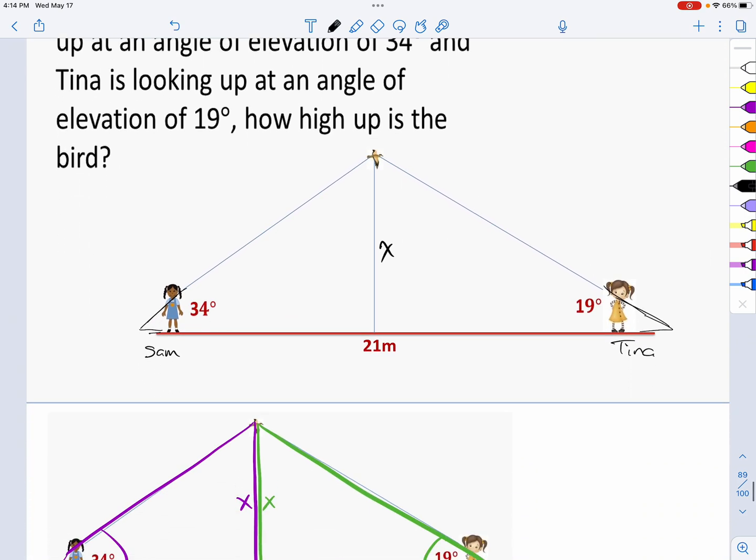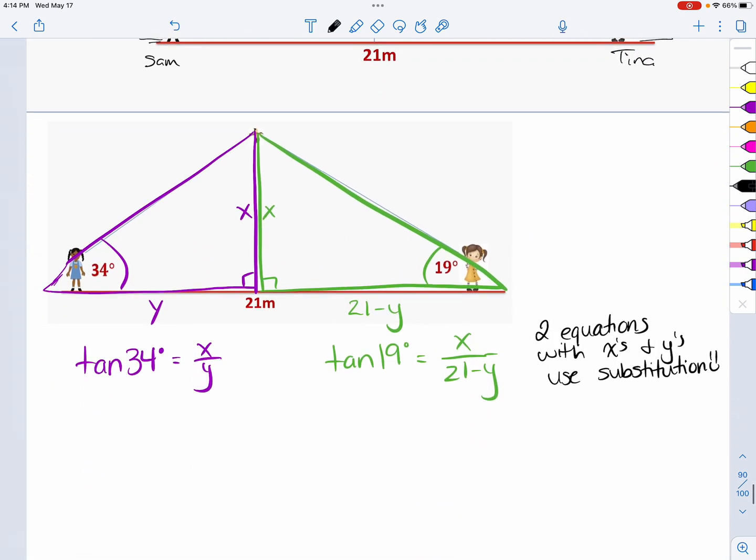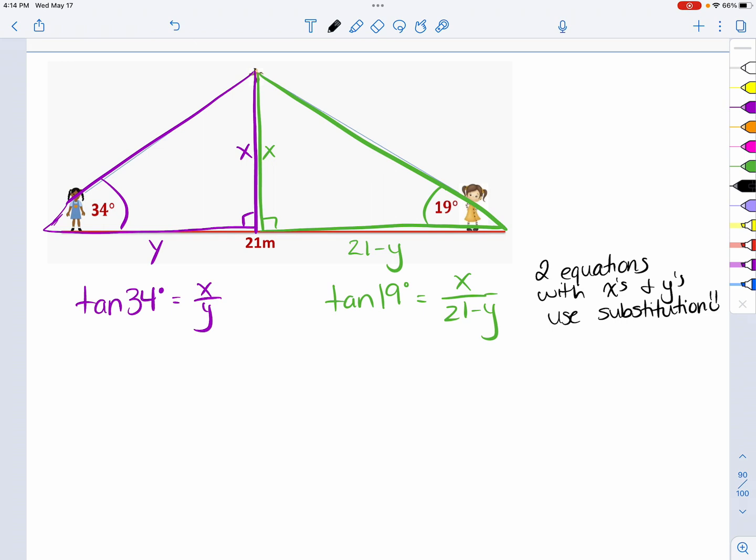I'm going to show you another way to look at it. So exact same drawing, but because we don't know how to solve non-right triangles, I need to break this into two right triangles. So I've got the purple one and I've got the green one. They both have the same height, so I use the same letter, x, because the height of that bird is the same in both triangles, so I can use the same letter for it.